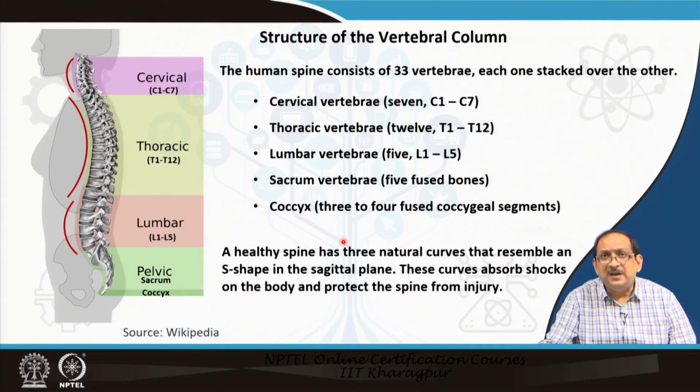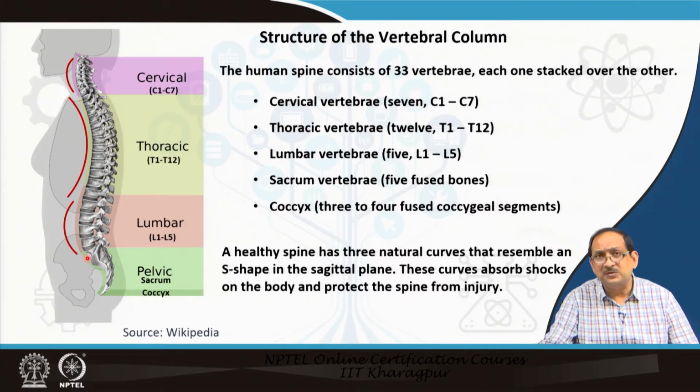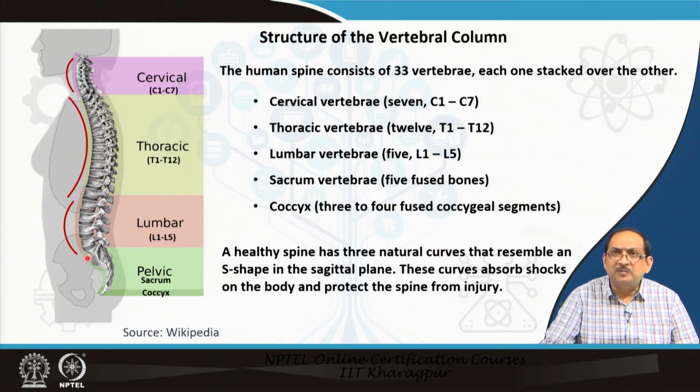A healthy spine has 3 natural curves as shown in the figure that resemble an S shape in the sagittal plane. So, these curves represent an S shape in the sagittal plane, and these curves help to absorb shocks on the body, and it protects the spine from injury.